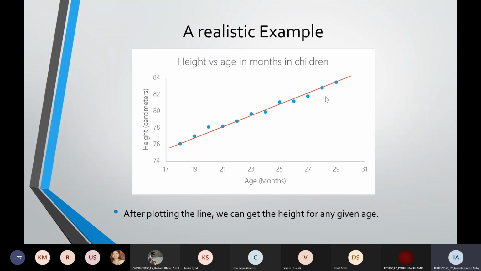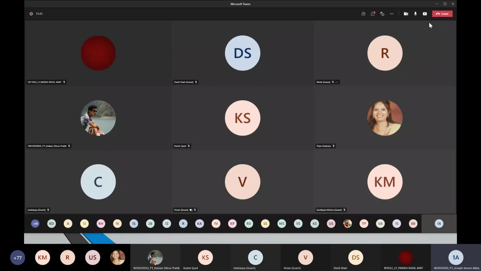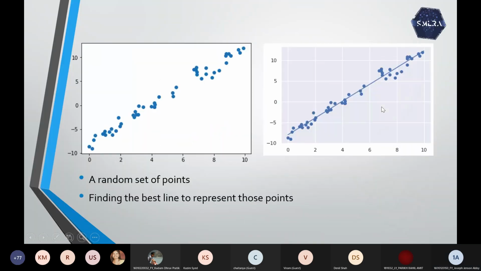So did you all understand basically what we are doing in linear regression? We have this data. Our job in linear regression is to plot the line which best represents or best fits the data. And after plotting this line, suppose the age in months is 26, then according to the line which we have plotted, we can predict what will be the value of height. Did you all understand? Yes. Yeah. All right, thank you.